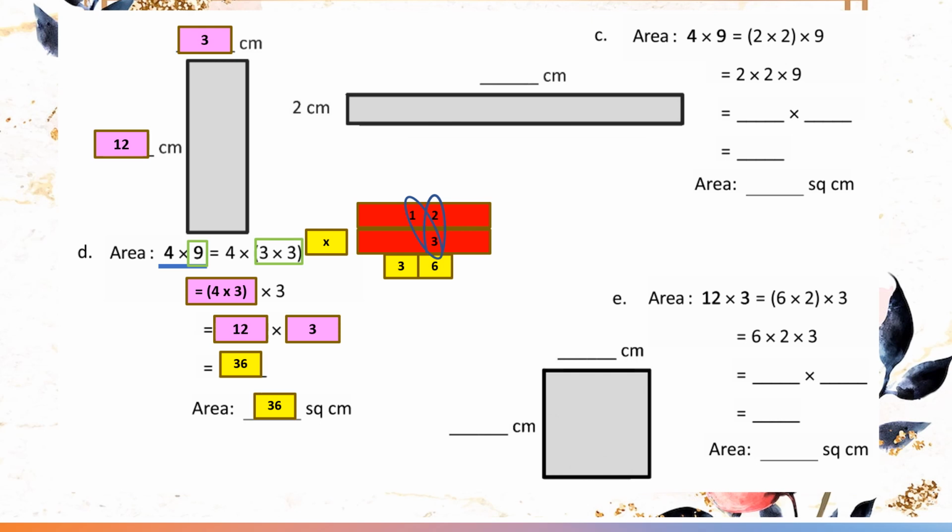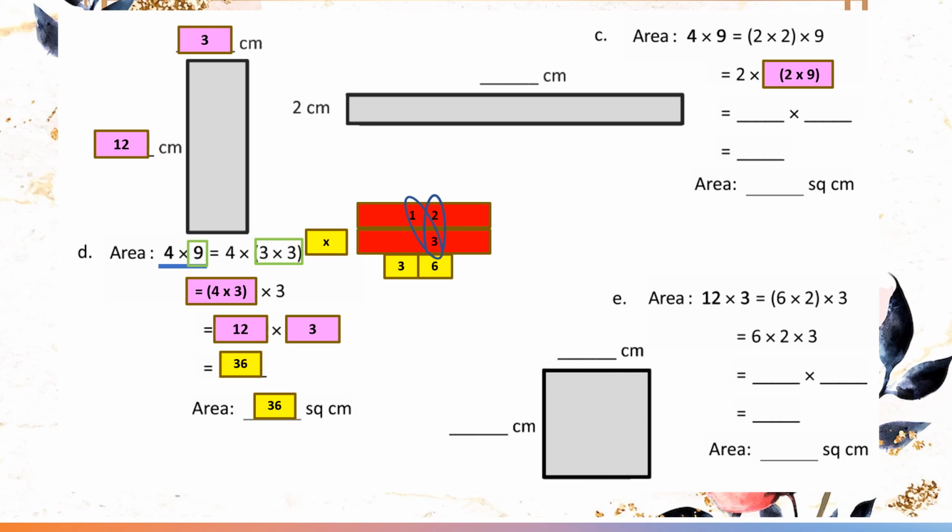So if we look at C, area says 4 by 9 or 4 times 9. And then they broke it apart, right? So they broke it apart to 2 times 2 times 9. And they grouped 2 times 2 together, which will still give you 4 times 9. But like I said before, if they group the first 2 numbers, then when we regroup, we need to regroup using the last 2 numbers to change the equation. So instead of 2 times 2 grouped together, now we have 2 times 9 grouped together.